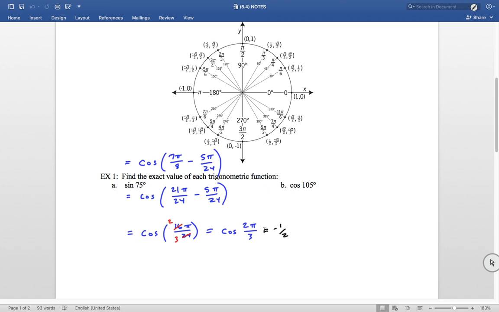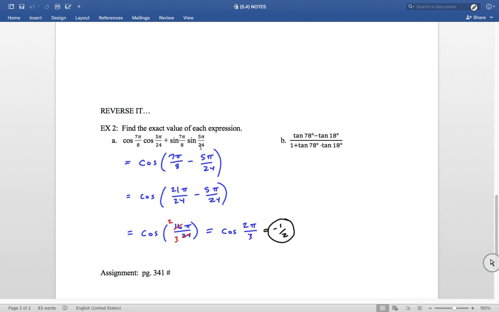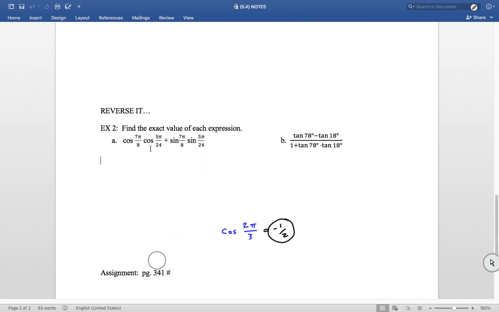We found the exact value of all that stuff that we started with here. Can you believe all that is equal to negative 1/2? That's kind of amazing. Well, if you want to stop the video and try B, you can. I'll go ahead and do it, but stop it now if you want to. All right, welcome back. If you tried this one, let's see how you did.